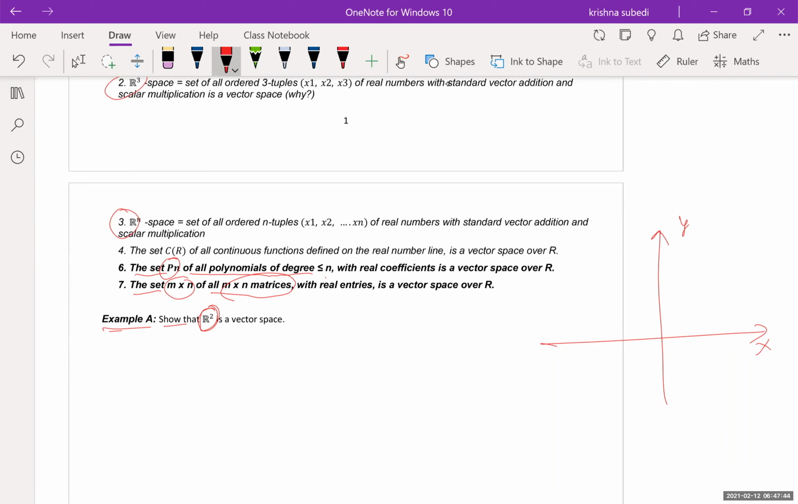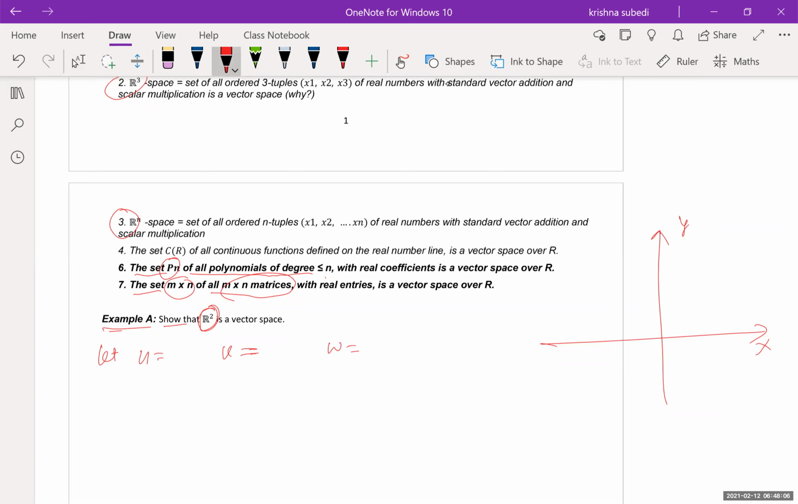Okay, so how do we prove it? Remember, we need to define 4 things here. We need to consider 4 things. Let us consider 3 vectors. Let U, V, and W be the 3 vectors.